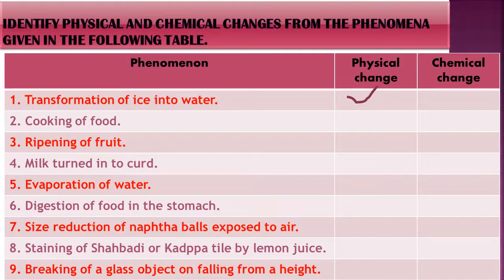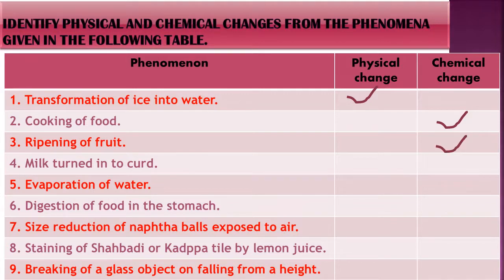Transformation of ice into water is a physical change. That means ice is converting into water, and no chemical reaction takes place. Second is cooking of food. When we cook food, certain reactions take place. That means raw food is converted into cooked food. So this is a chemical change. Its texture, color and taste change. That means a chemical change happens.